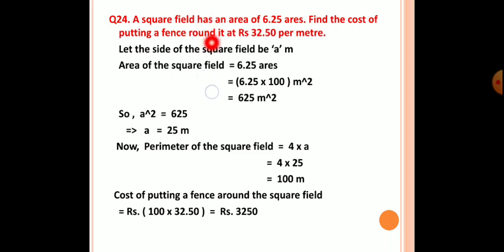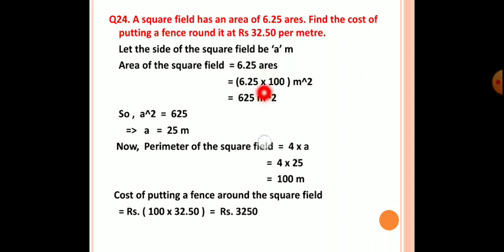Next, question number 24. A square field has an area of 6.25 hectares. Find the cost of putting a fence round it at rupees 32.50 per meter. So again, since the side of the square is not given over here, let us assume the side of the square to be a meter. Now area of the square field is given 6.25 hectares.